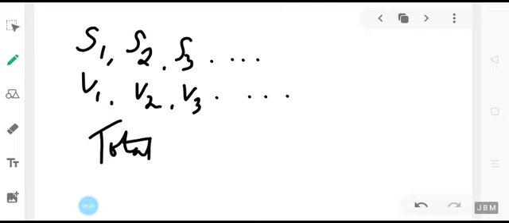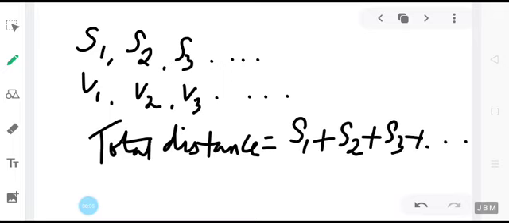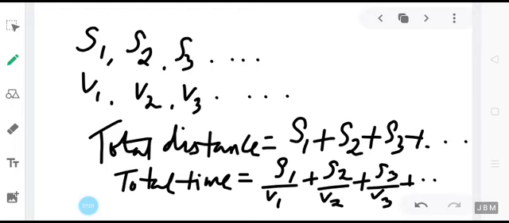Total distance traveled will be given by s1 plus s2 plus s3 and so on. We have to add up all the values. How to find out total time? So total time will be s1 by v1 for the first value plus s2 by v2 for the second value, s3 by v3 for the third value and so on.